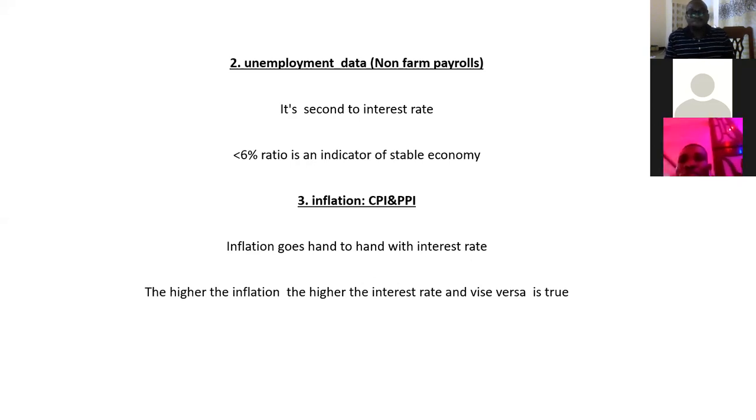So unemployment data is second to interest rate. After interest rate, the other one that follows is unemployment data. In fact, it was about non-farm payroll, but it's combined. It's in a collective way now.